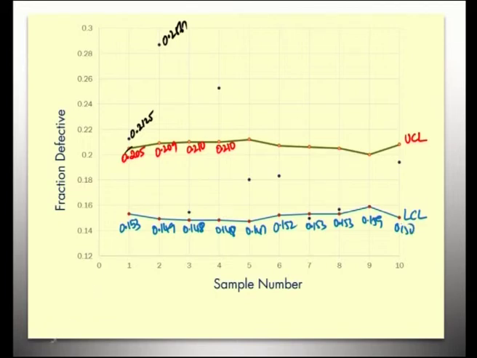UCL values: 0.212, 0.207, 0.206, 0.205, 0.2 and 0.208. Likewise, the variable UCL and LCL are calculated.